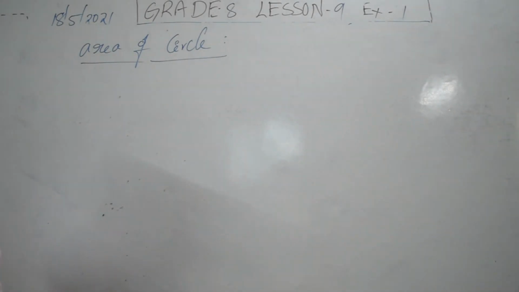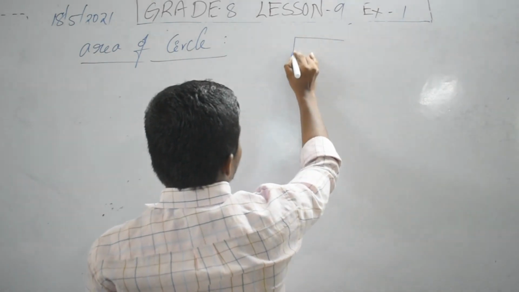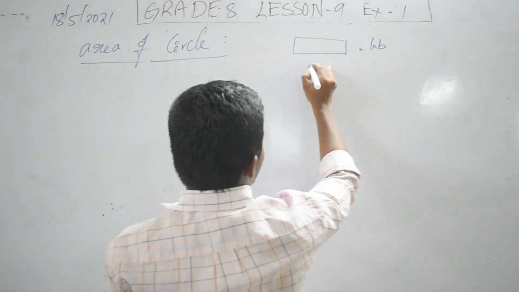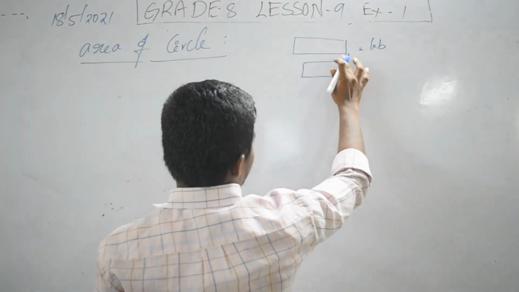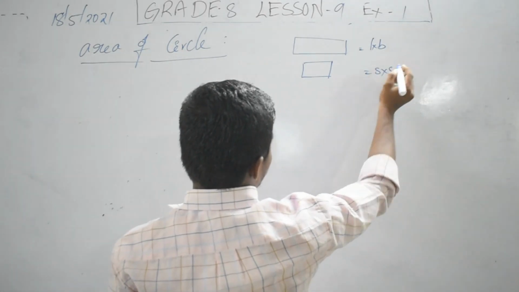We know the area of the rectangle, parallelogram, rhombus, and square. These we know. Now this is a rectangle. This area is L into B. This is a square. This area is side into side.